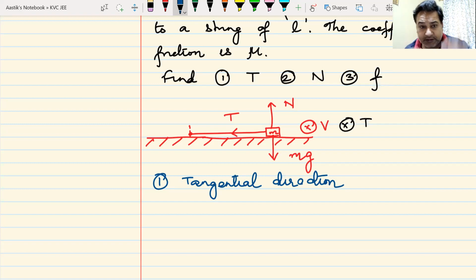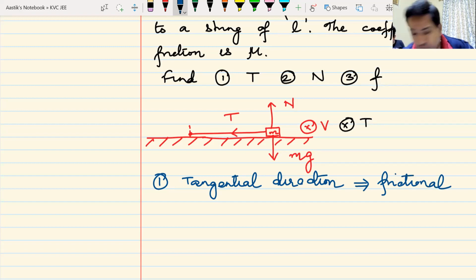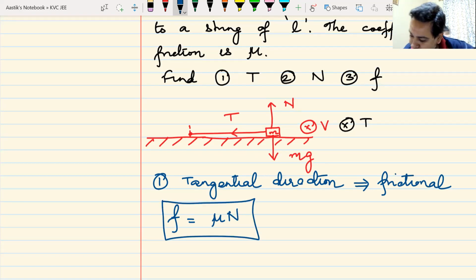Okay, so in the tangential direction, the only force acting would be frictional force. Do we understand this? Yes or no? Yes, sir. And what is the value of frictional force? The value of frictional force will be equal to mu multiplied by N. Yes or no? Yes, sir. The only thing is we have to find out the value of N. How will you get the value of N? We will come to it. Don't worry. Let us first write the second equation.